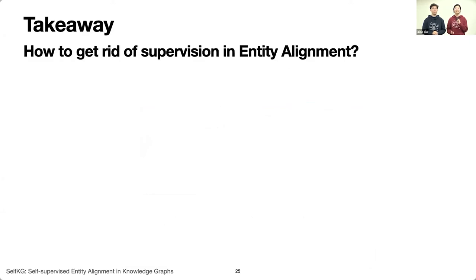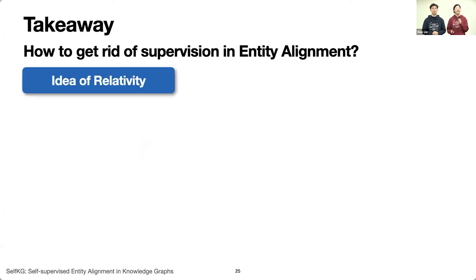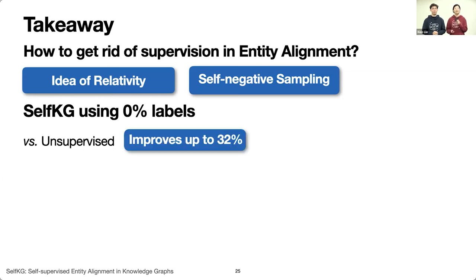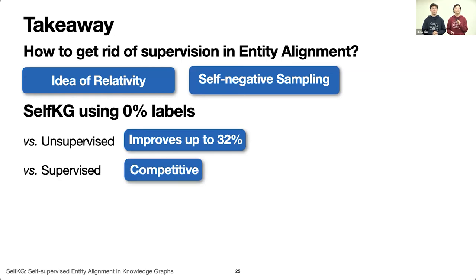Okay, friends, here's the takeaway. Our work focuses on the question, how to get rid of the use of supervision in entity alignment. We propose two key ideas, the idea of relativity and self-negative sampling, as mentioned before. Our method, Self-KG, a self-supervised method using no label information, can greatly improve the performance of unsupervised baselines, and is often competitive with supervised counterparts.